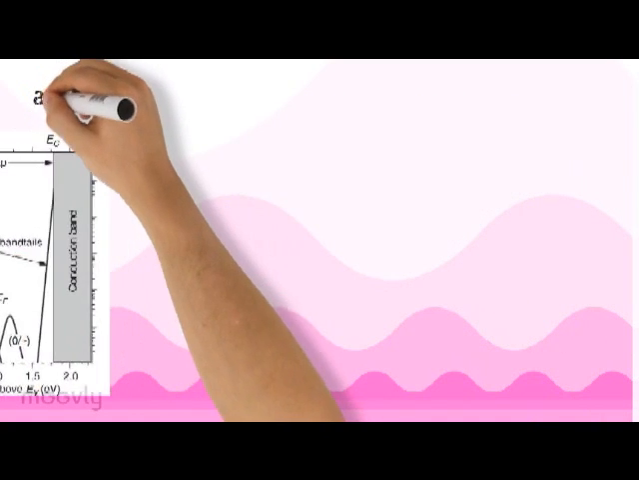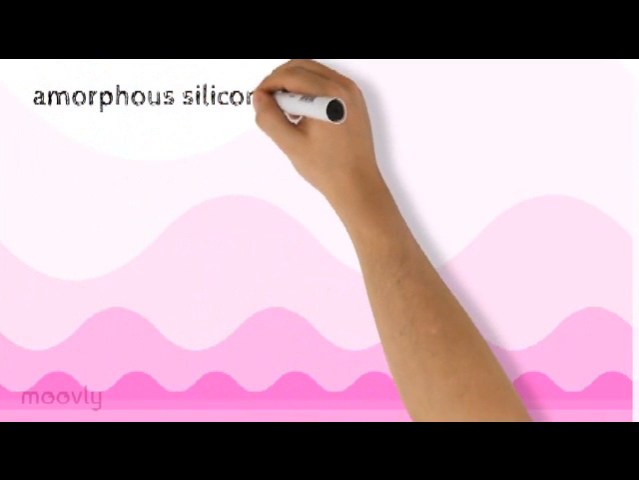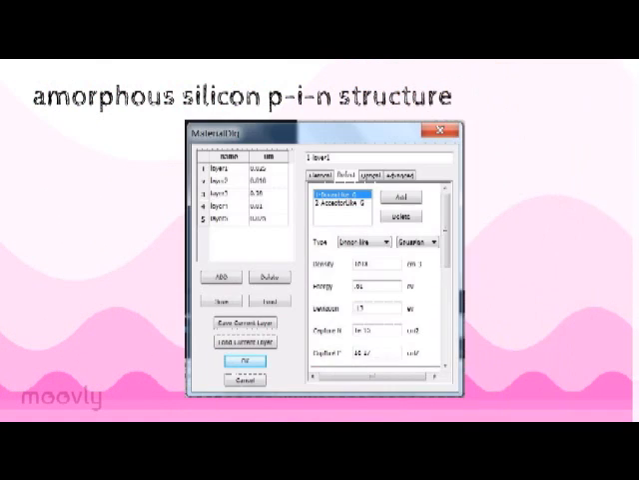In the AMPS program, there's already a prepared device for an amorphous silicon PIN structure. If we take a look at this, we can see how they have applied defects in terms of donor and acceptor-like defects, how they are all Gaussian distributions, and also how they include band tails.